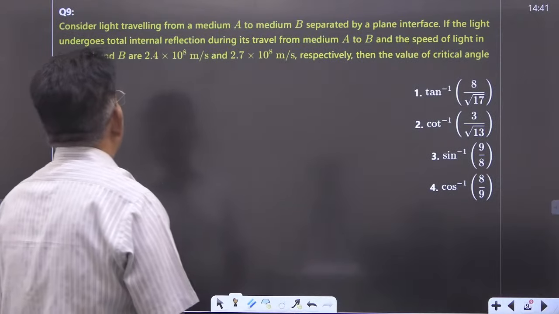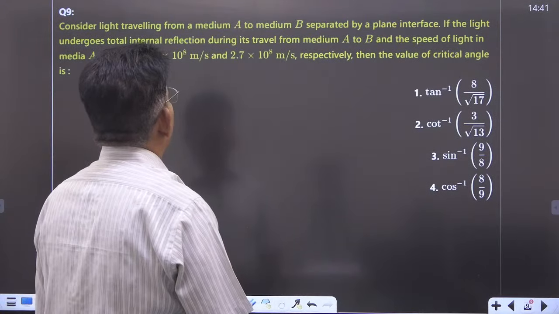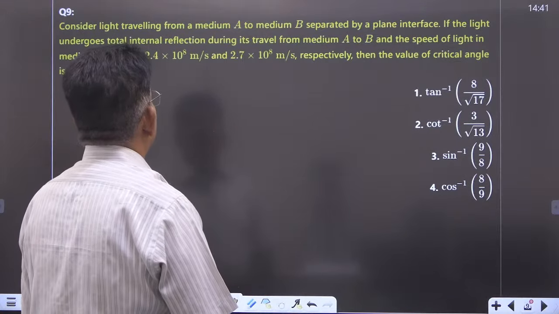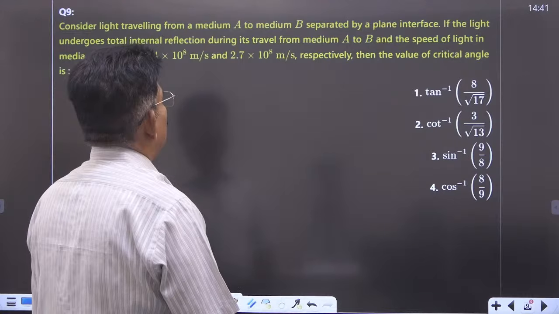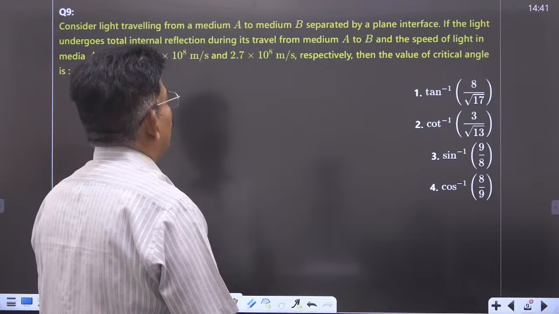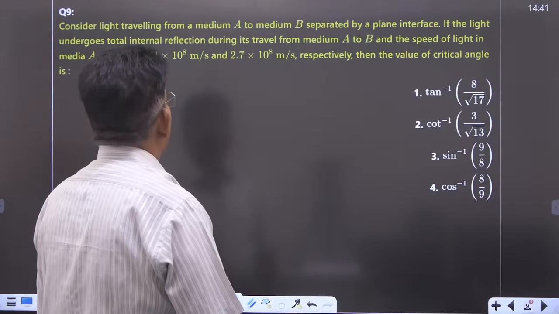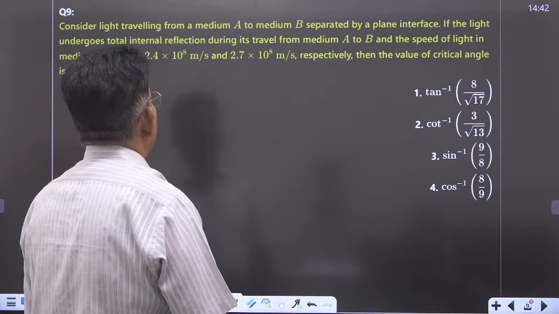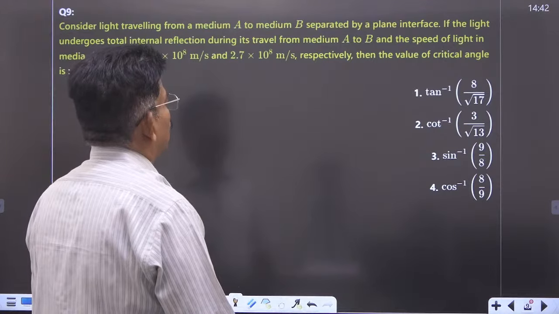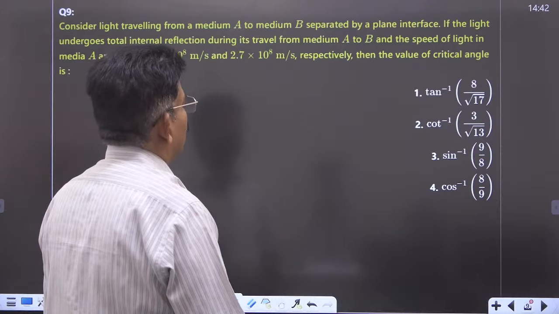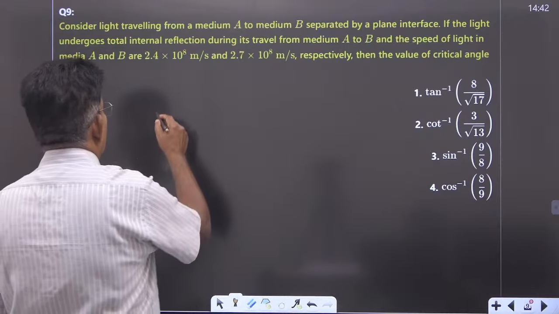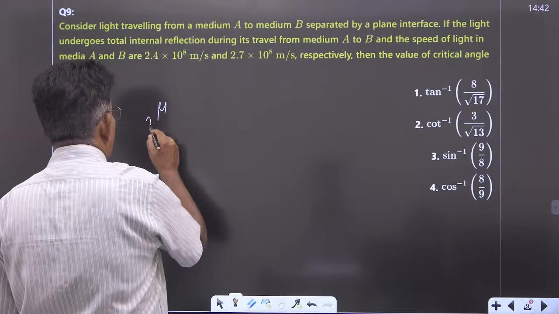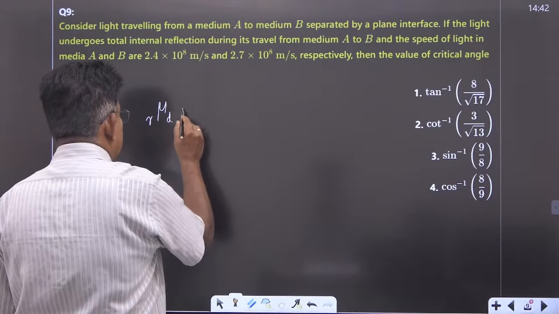Now tell me, consider light traveling from a medium A to B across a plane interface. Light undergoes total internal reflection during its travel from A to B. The speeds of light in A and B are 2.4 and 2.7 respectively. Then find the value of the critical angle. Therefore, the refractive index, and what refractive index is required? Rarer to denser.